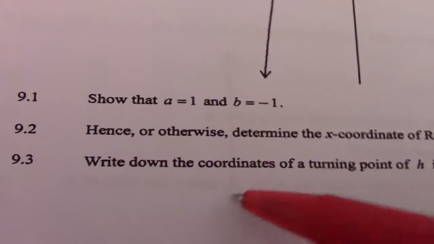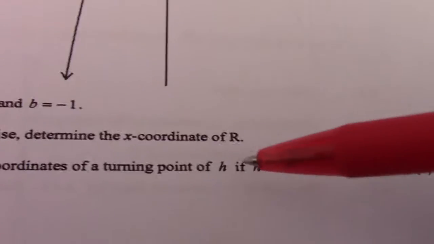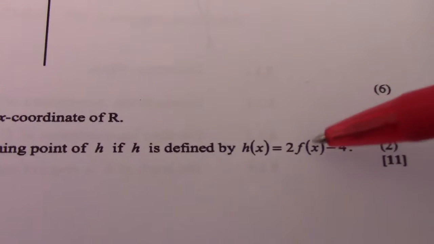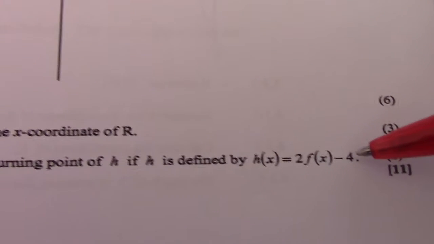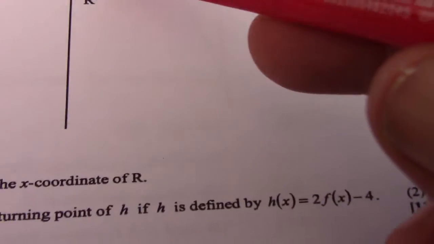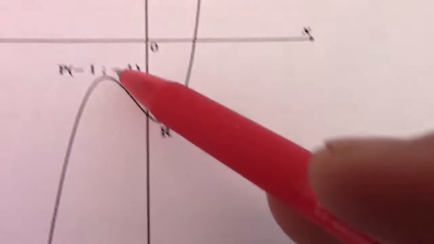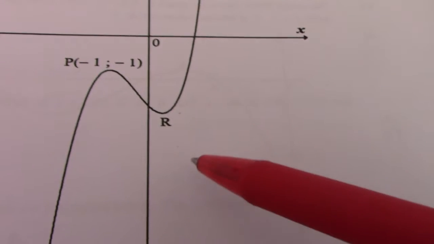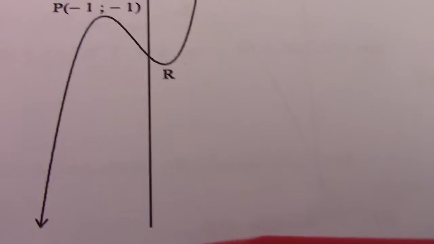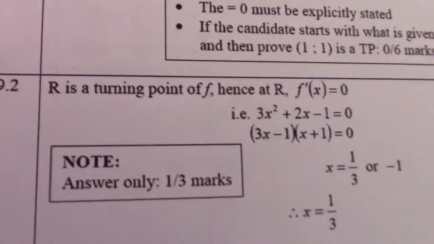Next problem, write down the coordinates of the turning point of h, if h is defined by h of x equals 2f of x minus 4. Alright, so we're going to take my two turning points, one being minus 1 and minus 1, and r, I got r was 1 over 3. Oh wait, I'm skipping a question. Otherwise, determine the x coordinates of r.